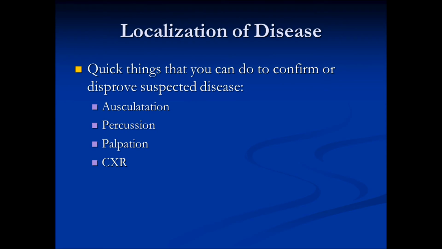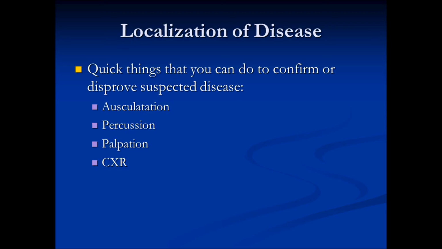Okay, finding the exact location of the disease or disproving that there is a disease even present includes things such as auscultating the chest cavity, percussing the chest, palpating the chest, as well as any additional upper airway structures, and also obtaining a chest x-ray.